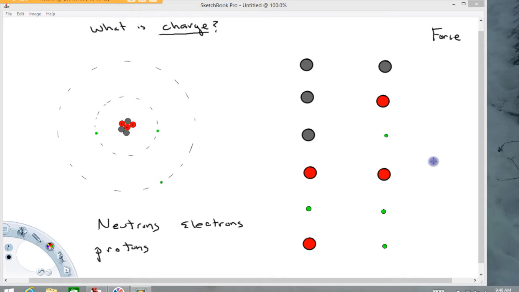The purpose of this video is to introduce you to a concept called charge. All right, so I put this question up here, what is charge? And hopefully after watching this video, everyone will be able to answer that. So the idea starts here with the concept of an atom.